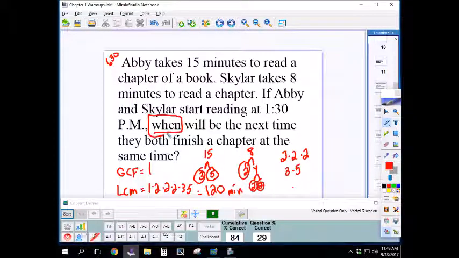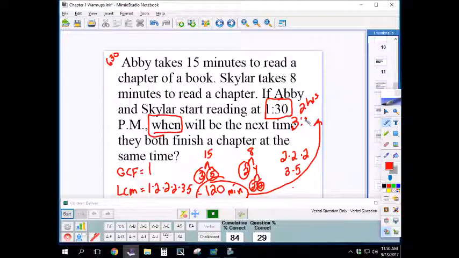I see people erasing, and I hope you're all listening, because this is going to be on there. I'll say it again. It doesn't say in how many minutes will they both finish the chapter at the same time. That would be 120. You actually have to take this 120 minutes and think, well, I know that that is 2 hours. So that means if they start reading at 1:30, that means that at 3:30, they will both finish at the same time, which means if they keep reading, it'll be then 5:30 when they finish at the same time again, and then 7:30, and then 9:30.